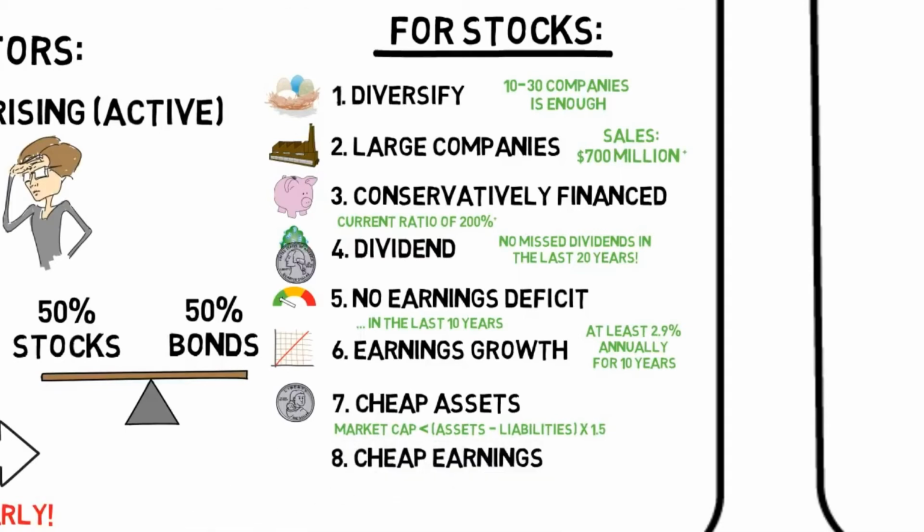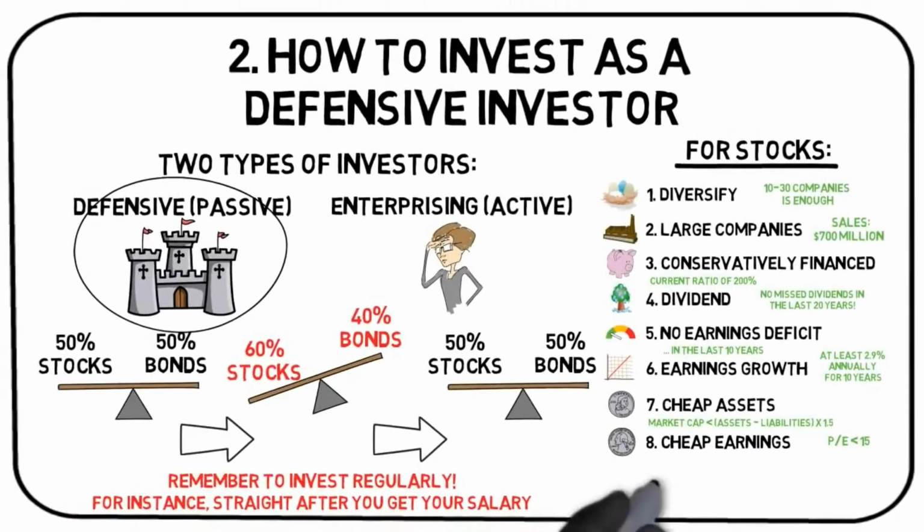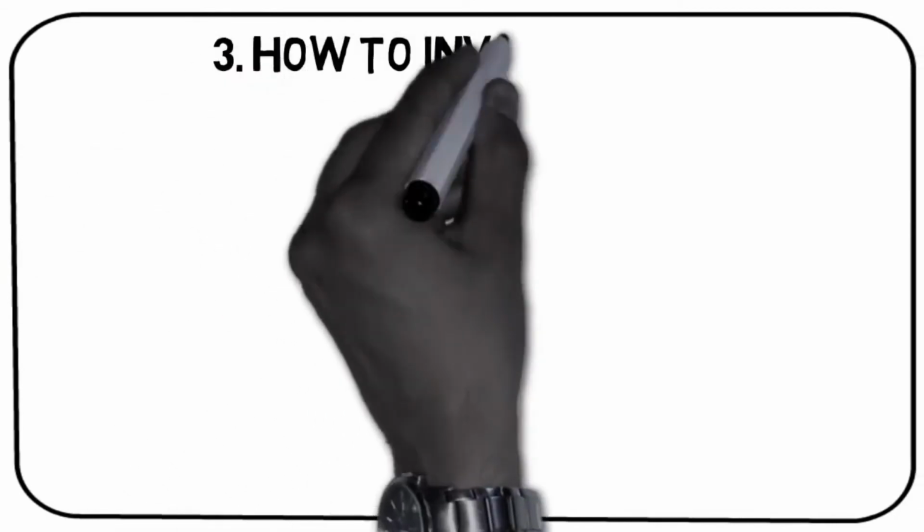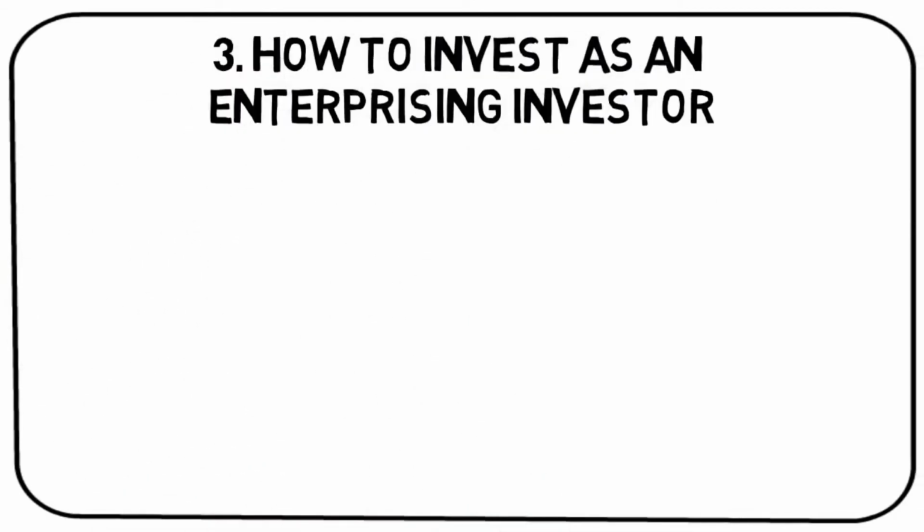8. Don't overpay for earnings either. Don't let the PE ratio be higher than 15 when using the last 12-month earnings. An alternative today is to invest in an index fund, which by definition will have returns similar to the average of the market. If you are satisfied with an average reward through your investing, you only need these 2 first takeaways. However, if you thirst for more, you will also need to consider takeaway number 3, how to invest as an enterprising investor.